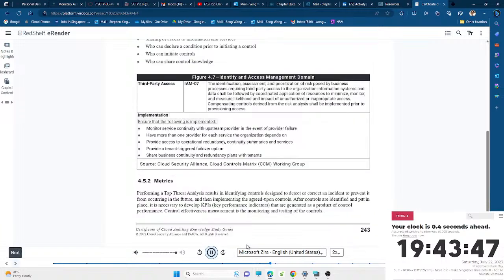Implementation: ensure that the following is implemented. Monitor service continuity with upstream provider in the event of provider failure. Have more than one provider for each service the organization depends on. Provide access to operational redundancy, continuity summaries, and services. Provide a tenant-triggered failover option. Share business continuity and redundancy plans with tenants.